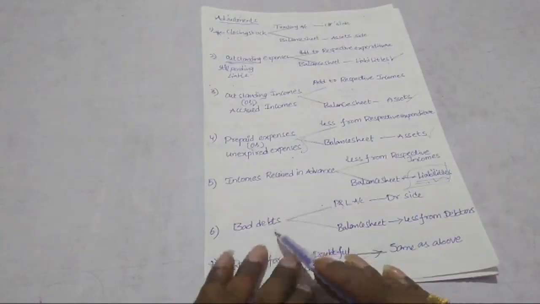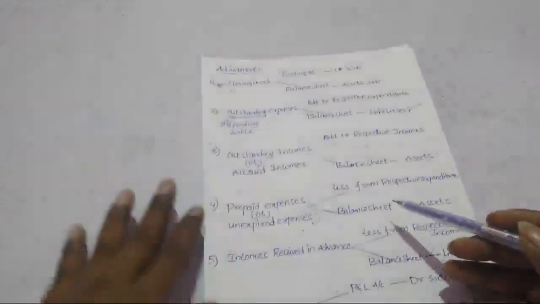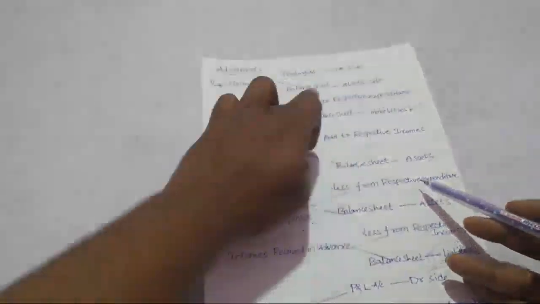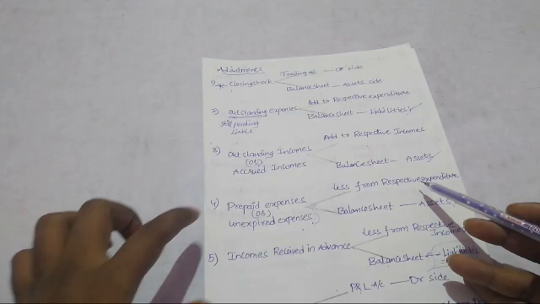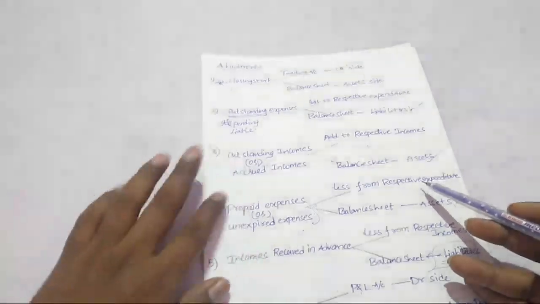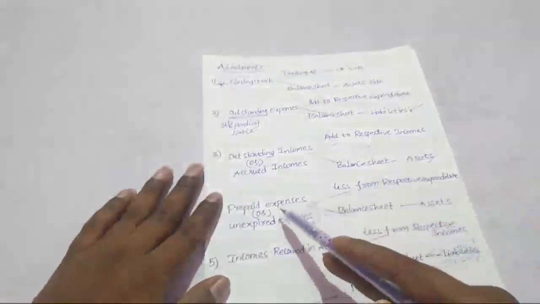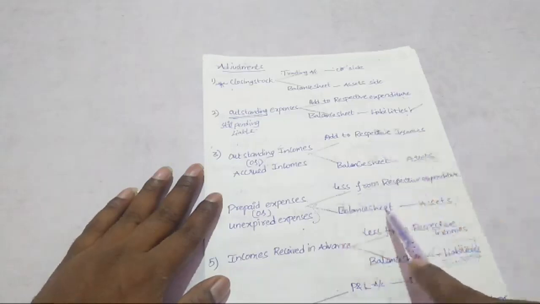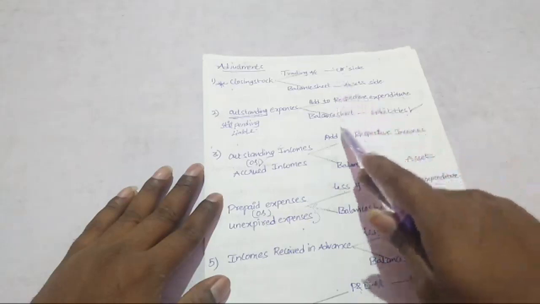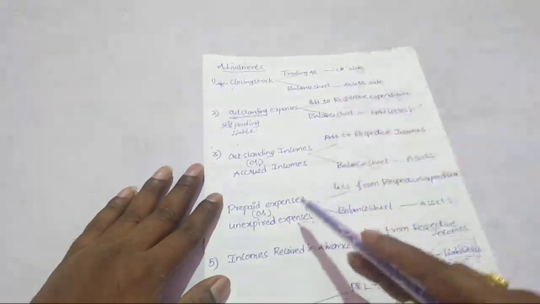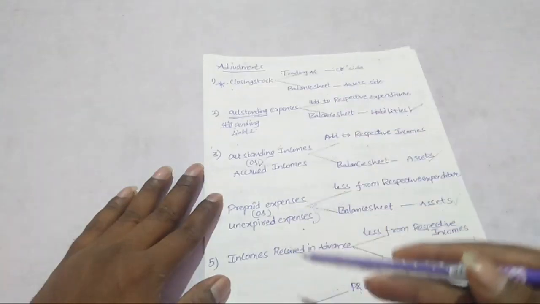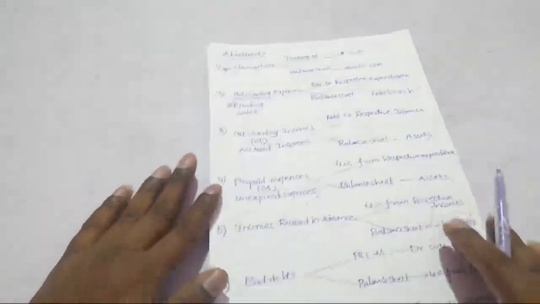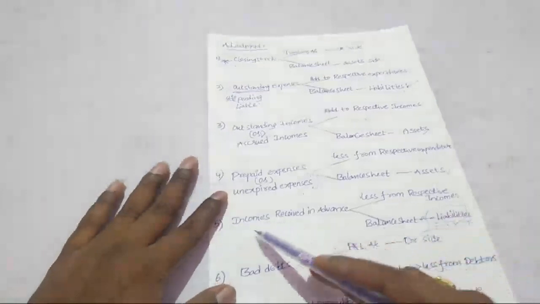Very important adjustment. And you can observe one thing: whenever it is given as outstanding, we add the outstanding amount. Whenever it is given as prepaid or received in advance, when we pay in advance or receive in advance, it must be deducted. Still outstanding, not yet received or not yet paid, means add. Already paid in advance or already received in advance, just deduct. Simple adjustment. It is very easy to remember also.